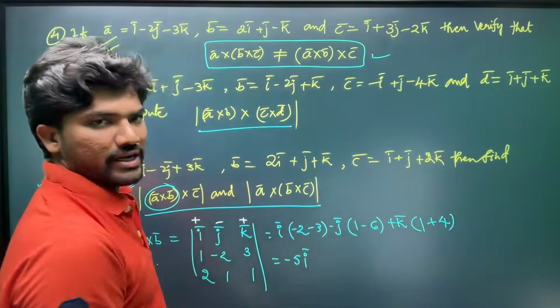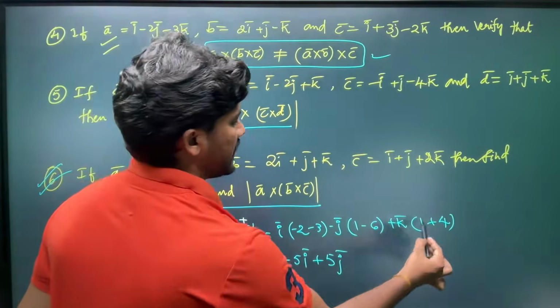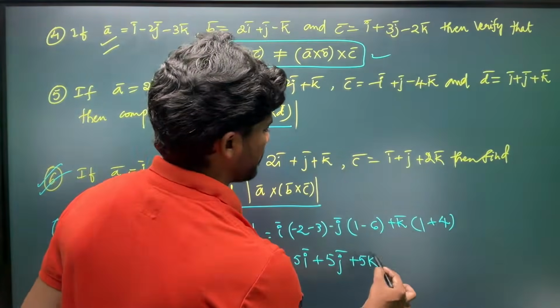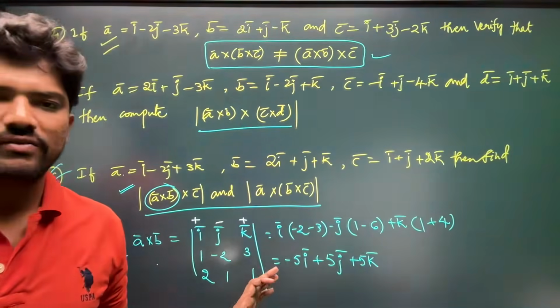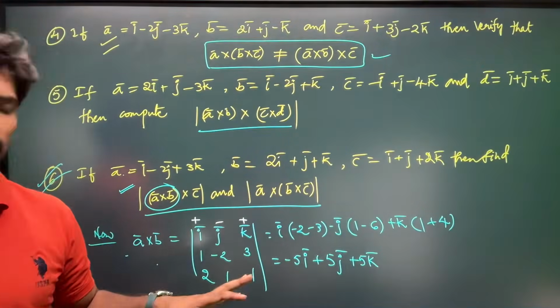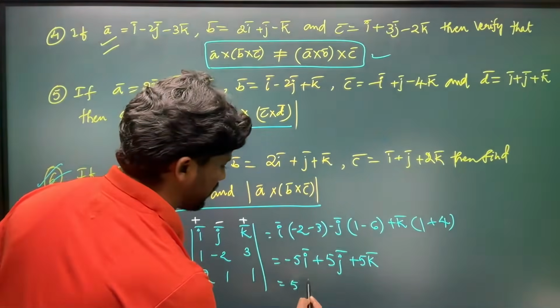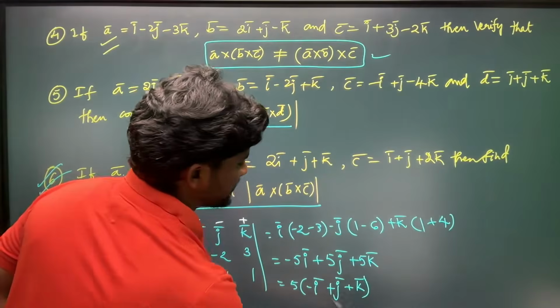1 minus 6 is minus 5, minus into minus gives plus 5j bar. Next, 5k bar. Clear? Now in this vector each and every value has 5, so take that 5 as common. Taking 5 common, we get minus i bar plus j bar plus k bar. Clear.